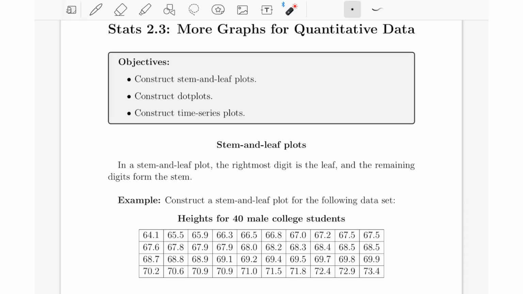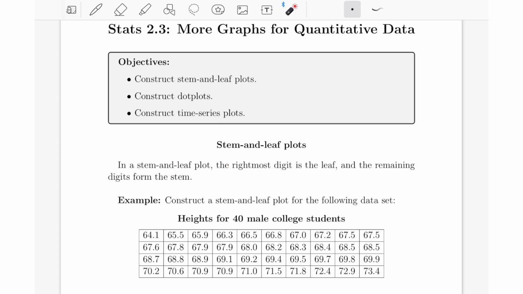In our last lesson, we looked at histograms, which is a way to graphically display quantitative data. In this lesson, we're going to look at more ways to display quantitative data. Specifically, we're going to look at stem and leaf plots, dot plots, and time series plots. So let's go ahead and get started with stem and leaf plots.